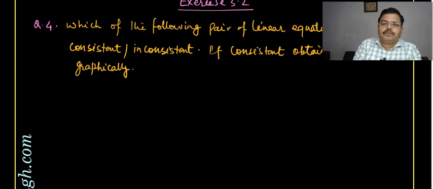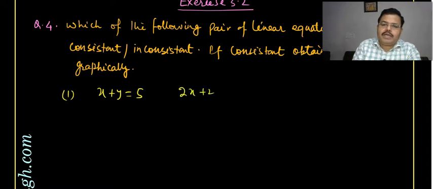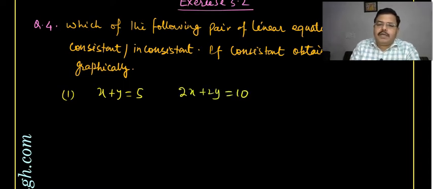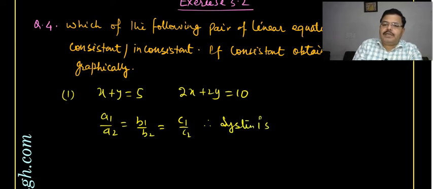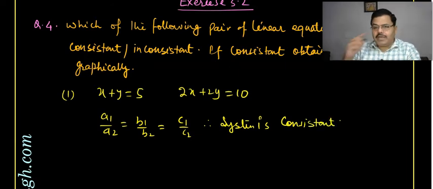The first question from this area is x plus y is equal to 5 and 2x plus 2y is equal to 10. Here a1 by a2 is 1 by 2, b1 by b2 is also 1 by 2, and c1 by c2 is 1 by 2, and therefore the system is consistent. Now we have to find the solution graphically.